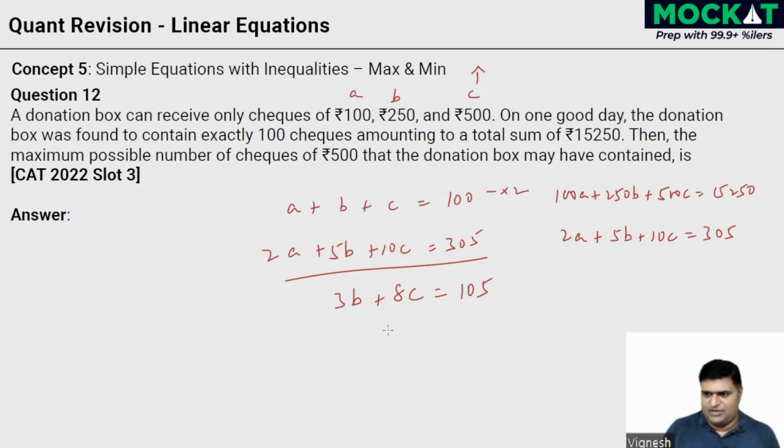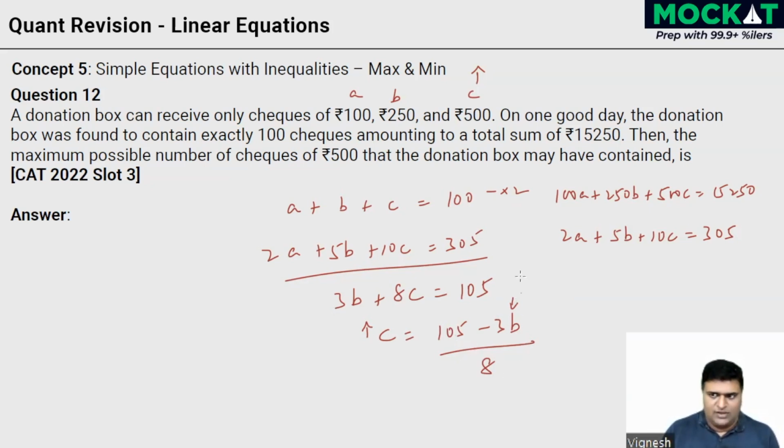C has to be maximized. So C is going to be 105 minus 3B divided by 8 over here, right? I subtract a 3B, it should be divisible by 8, right? Now C over here has to be the maximum possible number. So whatever is being subtracted has to be smallest possible. Now B over here, what's the smallest value it can take? It can take 0. If I put 0, 105 is divisible by 8?